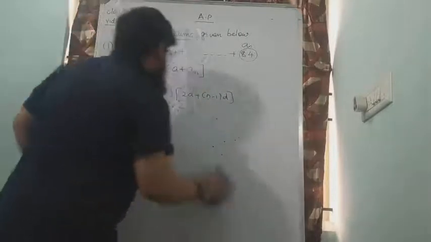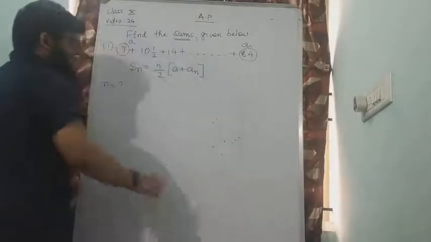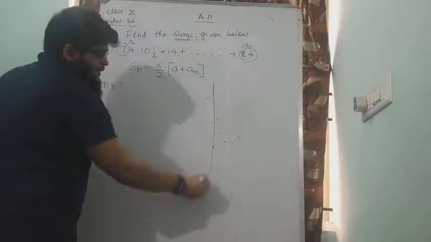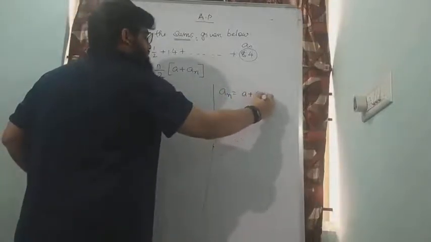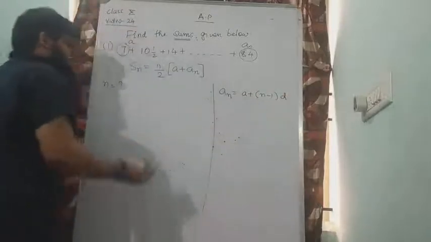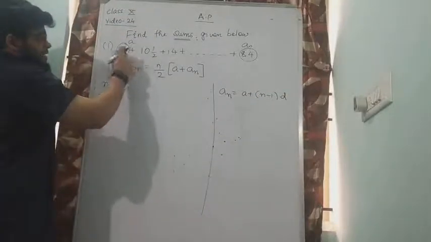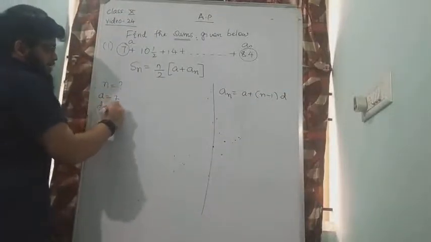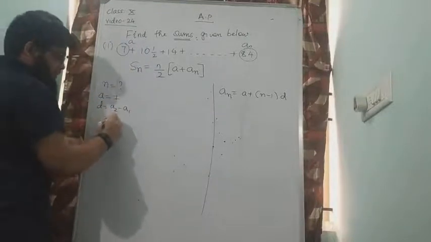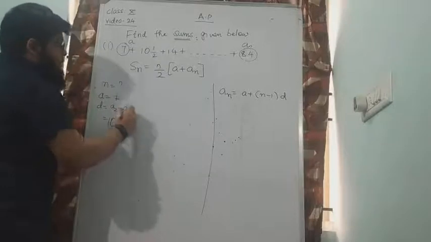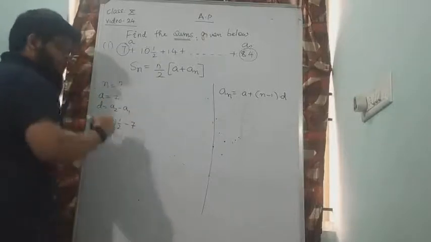So as I said, we don't have the value of n. So let me find out the value of n first by using the an formula. An is equal to a plus n minus 1 into d. So let me write what a is. A is the first term, which is 7, and d is always a2 minus a1. a2 is 10 and a half minus 7.